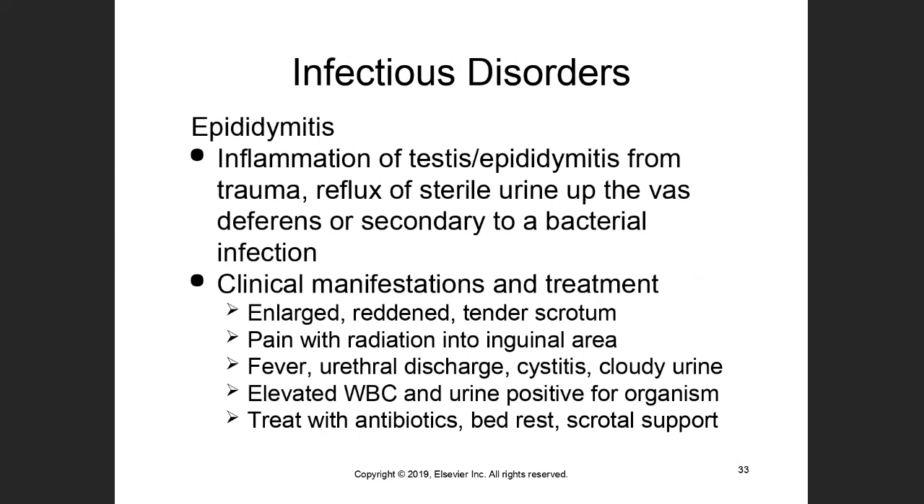Epididymitis is inflammation of the epididymis, from trauma, reflux of sterile urine up the vas deferens, or secondary to a bacterial infection. Clinical manifestations are an enlarged, tender scrotum, pain with radiation into the inguinal area, fever, and urethral discharge. We have a lot of signs and symptoms. Treatment: if the patient has systemic symptoms like fever, you put the patient on antibiotics.